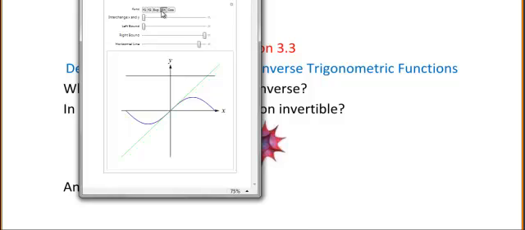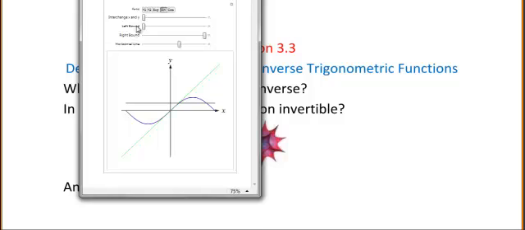Now, if I look at sine, it does not pass the horizontal line test. Notice the horizontal line hits it in two places. So if I would just invert this relationship, I'd get something that's not a function. It wouldn't pass the vertical line test.